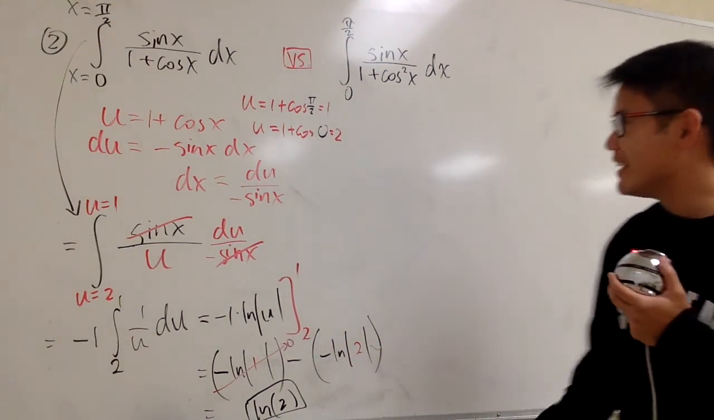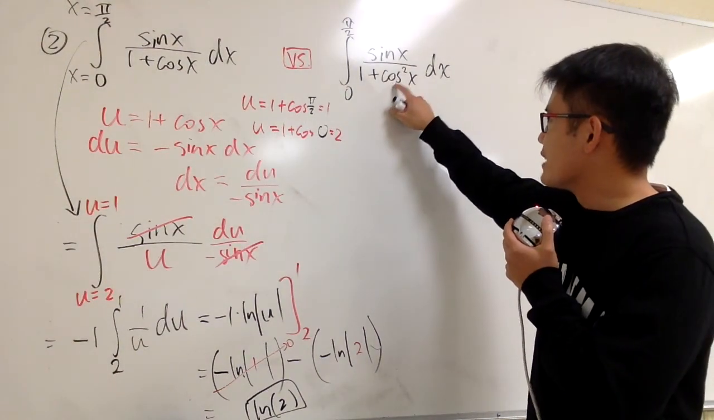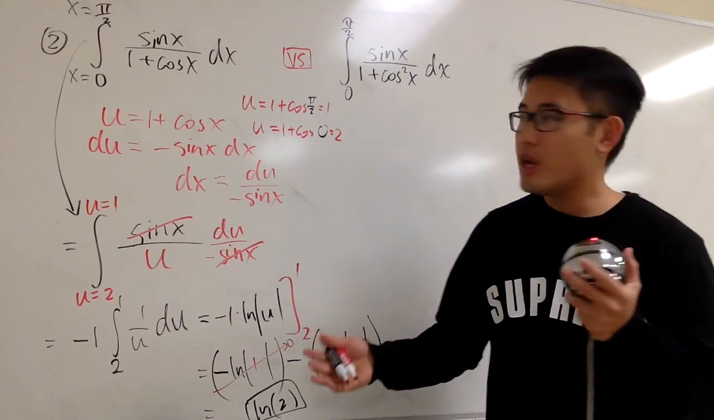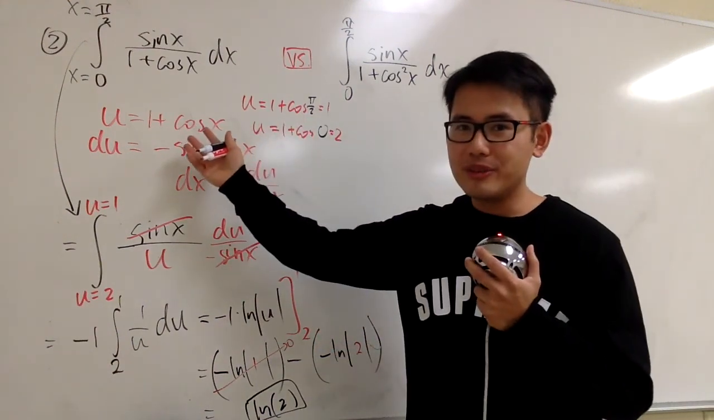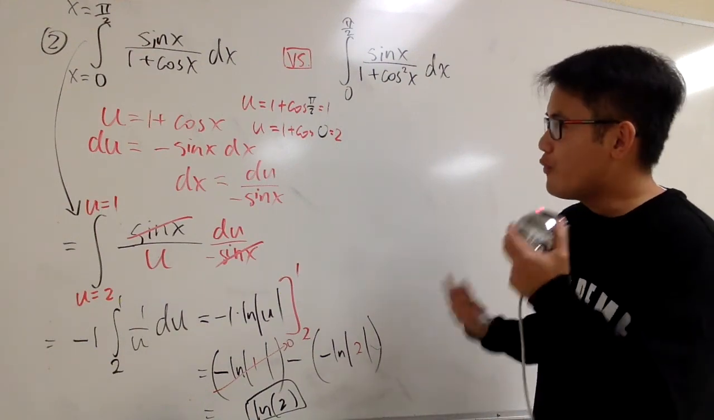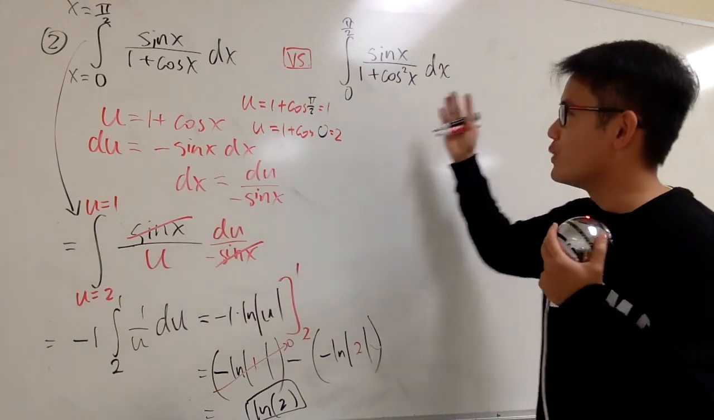That's it. Alright, let's look at this right here. When we have the cosine square x instead of the first power, what should we do? Can we still use the same strategy? The good thing is that we still have the sine x on the top, right? So hopefully we can somehow connect with what we did just now with this.